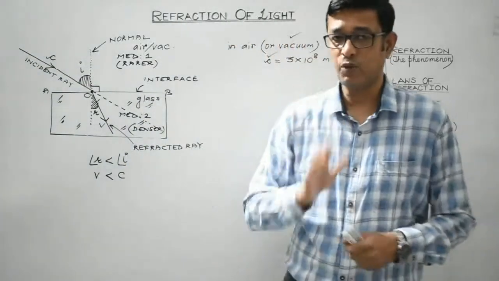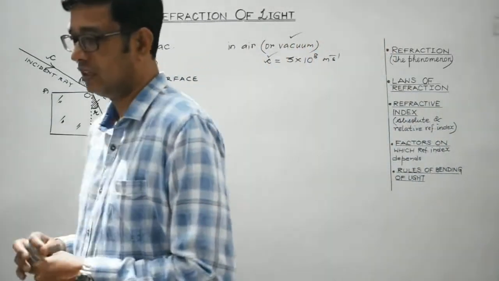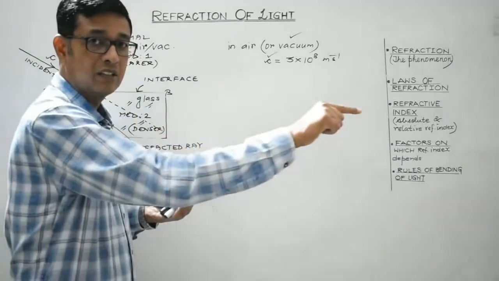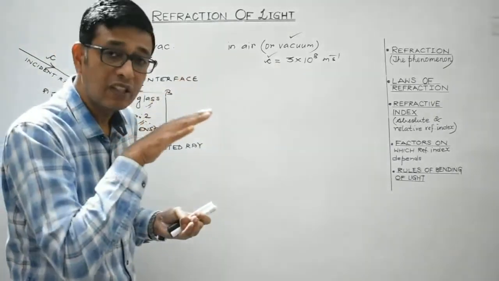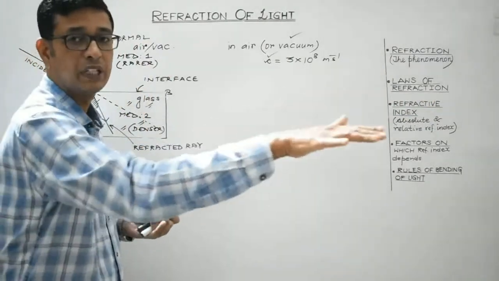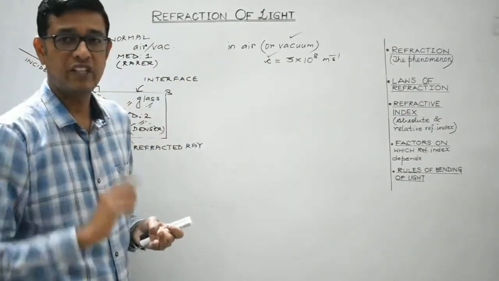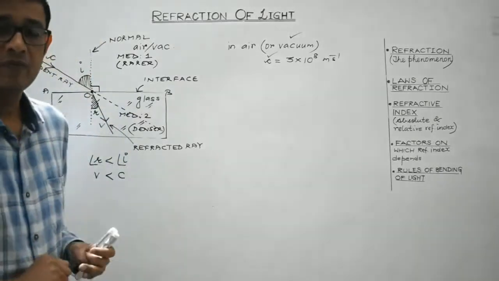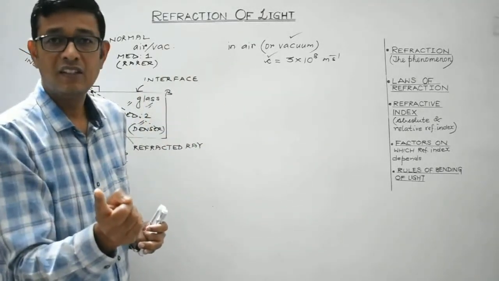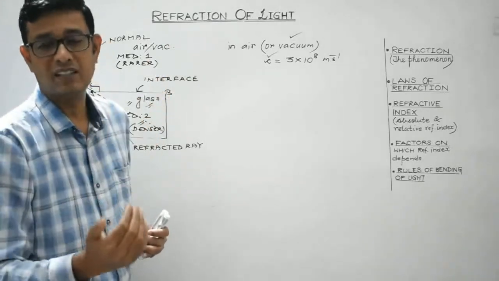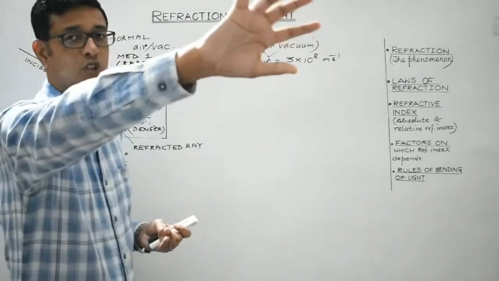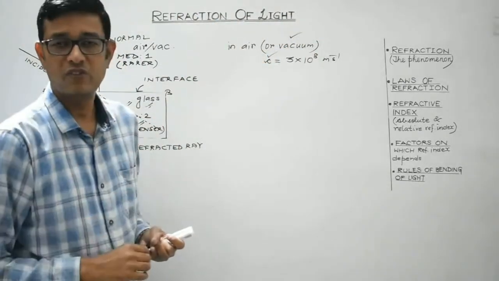Again, I'll repeat the key points. First, light travels along a straight path when it is traveling in a single, given medium. Second, whenever light enters from one medium to another medium, the path of the light bends. It either bends towards the normal or away from the normal. We'll discuss both the cases later on, right?